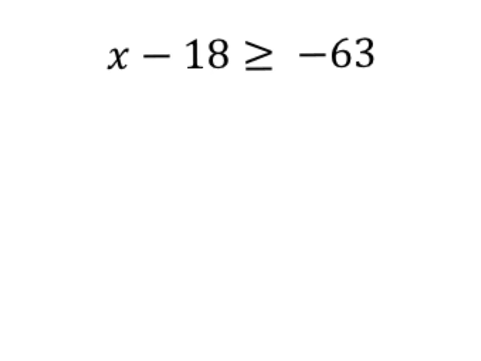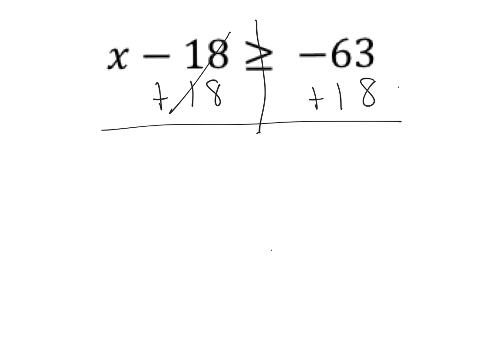Okay, once again, even though these are not equations, you still draw your line on the symbol. So we have x minus 18 is greater than or equal to negative 63. So I have a minus 18, so I'm going to add 18 to both sides. These are going to cancel out because that makes 0, and I'll be left with x. And then I have negative 63 plus 18, so I'm actually going to subtract them. Notice I brought my sign down.